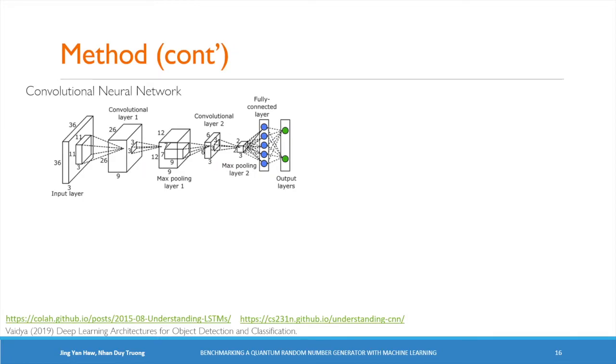CNN has been used widely in many fields. This is a typical architecture of a CNN. The idea of CNN is to capture the spatial information from adjacent inputs, or adjacent pixels in the case of an image. In this example, we have two convolutional layers.